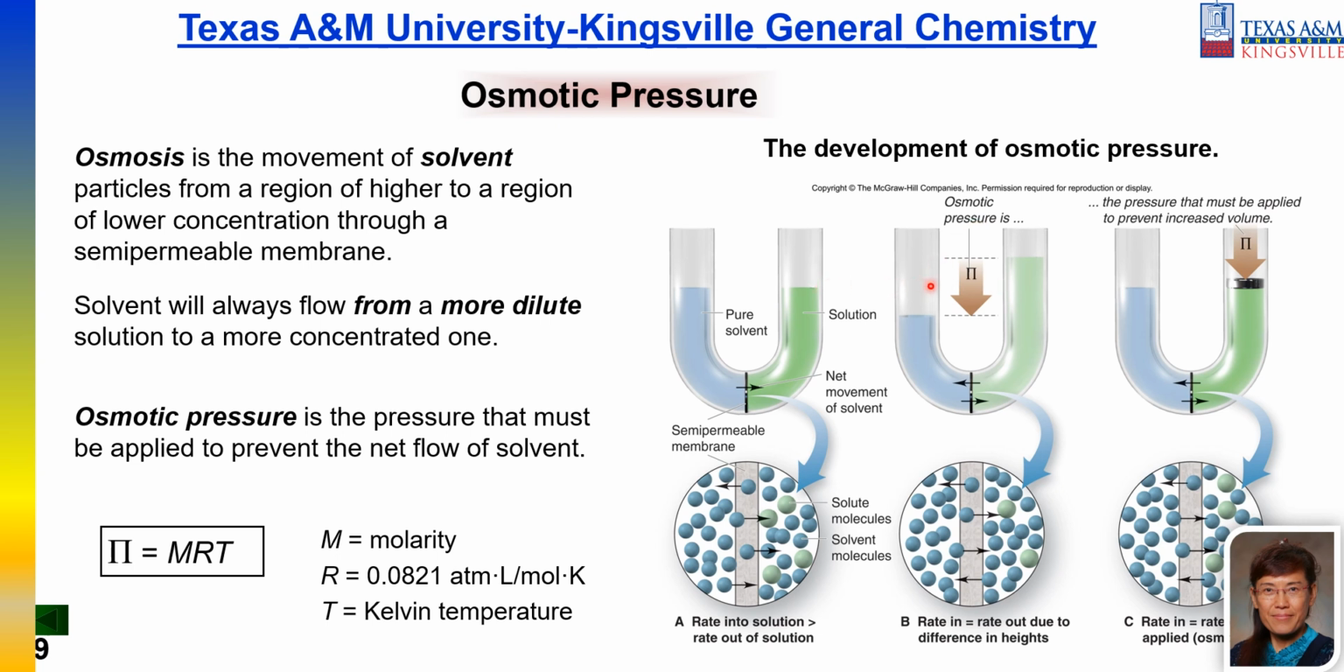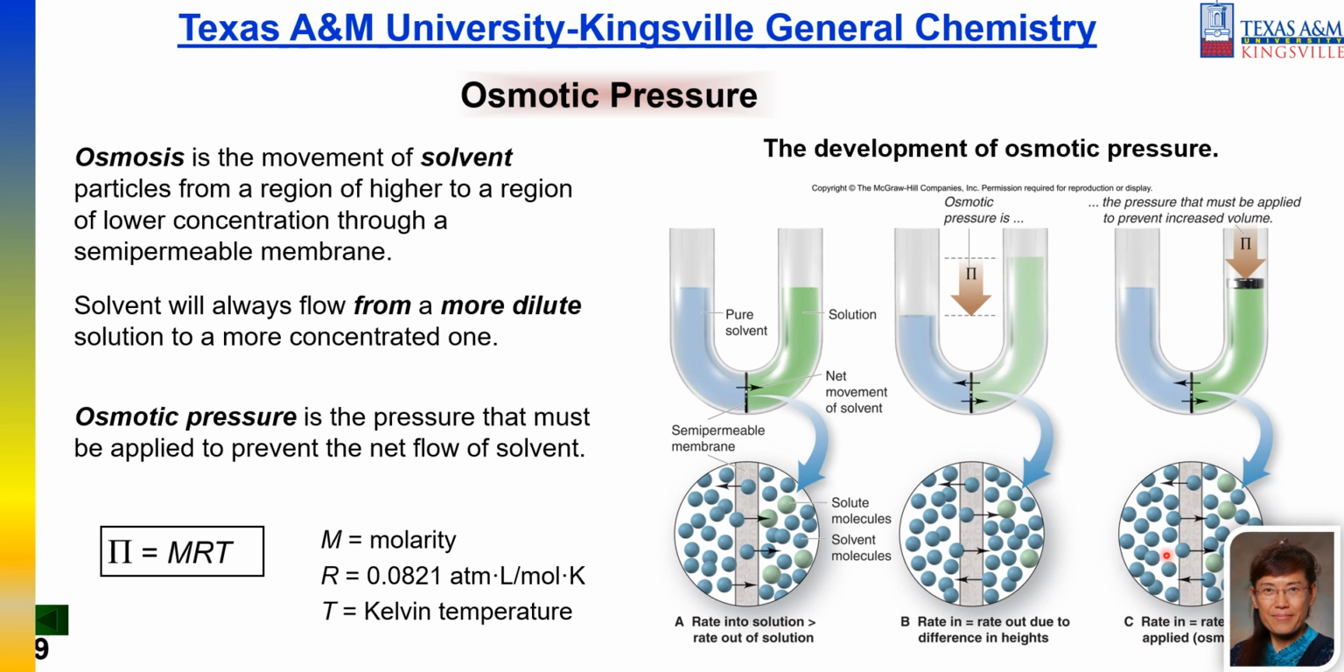Osmotic pressure occurs against the atmosphere. So if you want to prevent this pure solvent movement, you need to apply this pressure. In this case, the pressure applied to prevent the solution from rising up is called osmotic pressure.